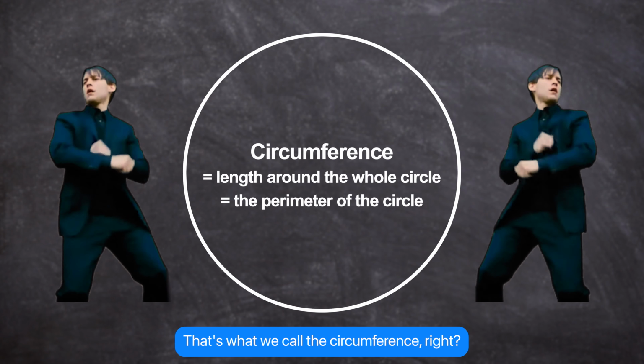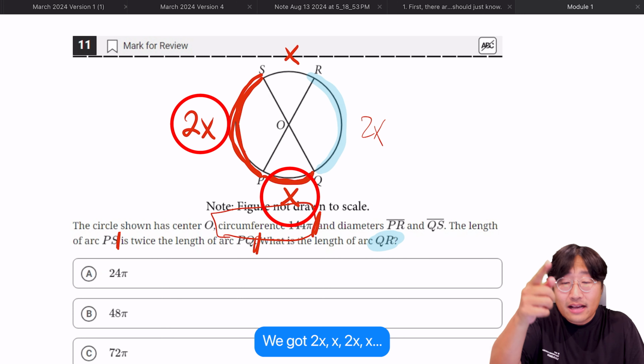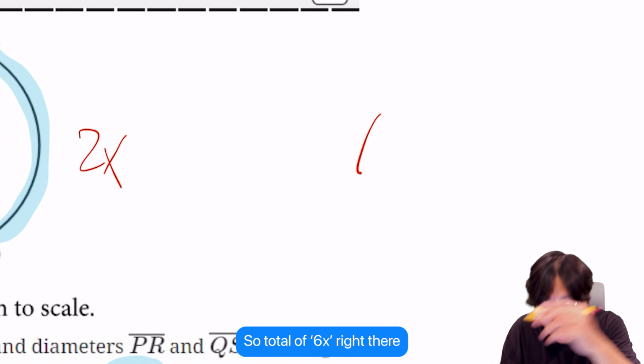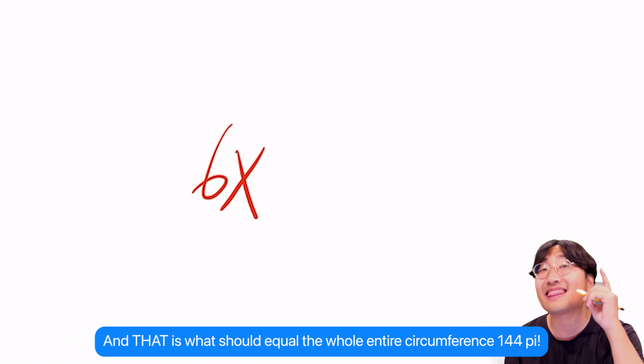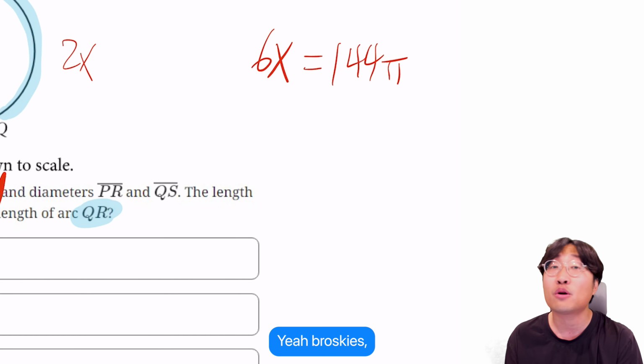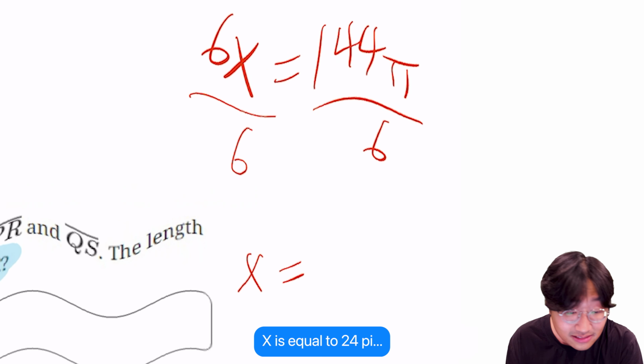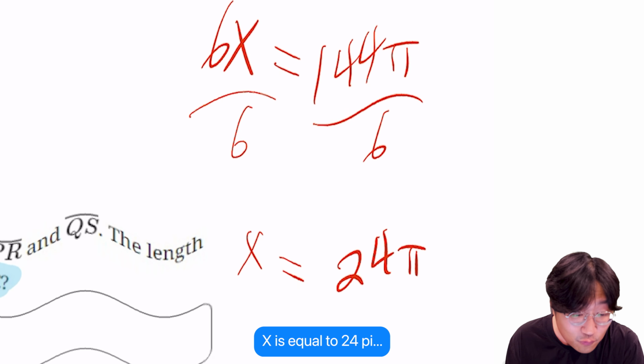That's what we call the circumference, right? So look, that should be another x right there. So look at that. You got 2x, x, 2x, x. So a total of 6x right there. And that is what should equal the whole entire circumference, 144 pi. Yeah, broskies? So now go ahead and divide by 6 on both sides. x is equal to 24 pi.